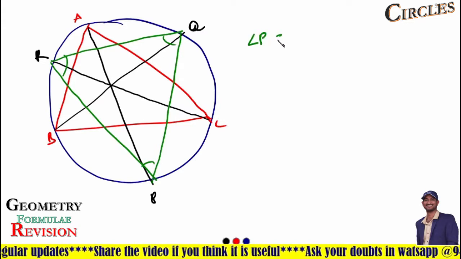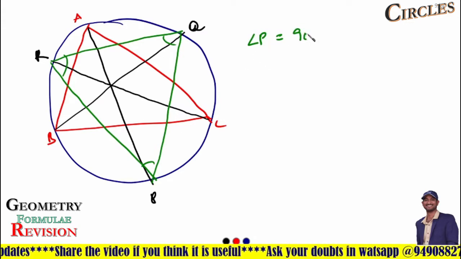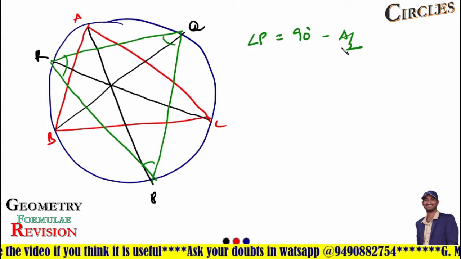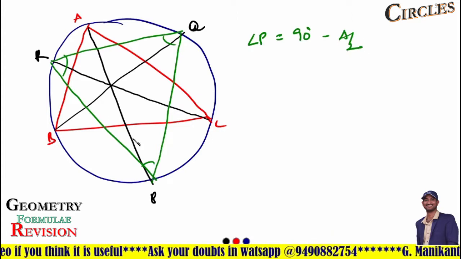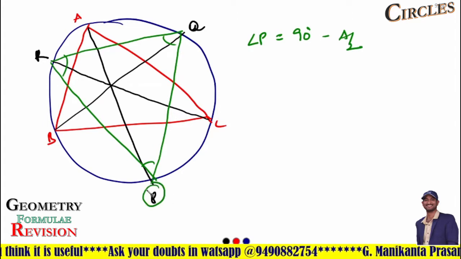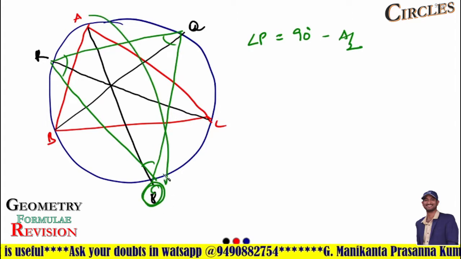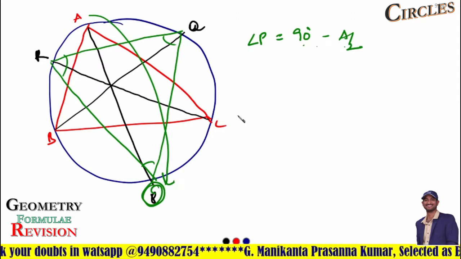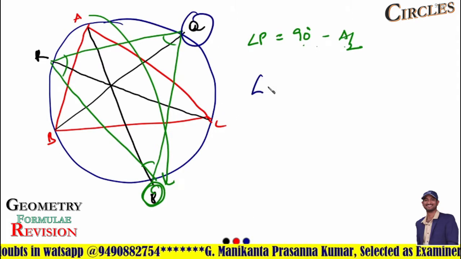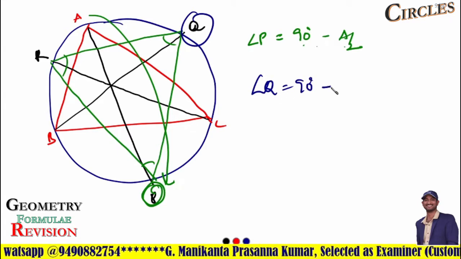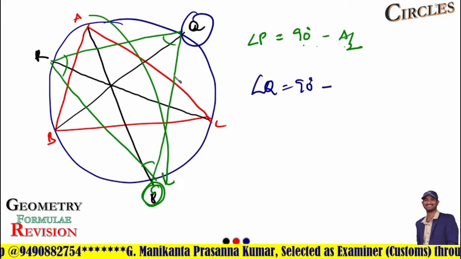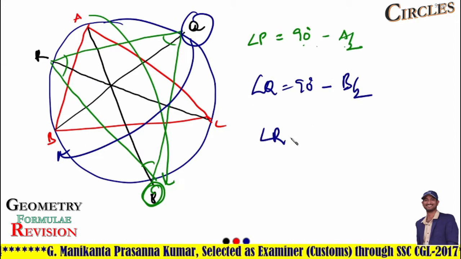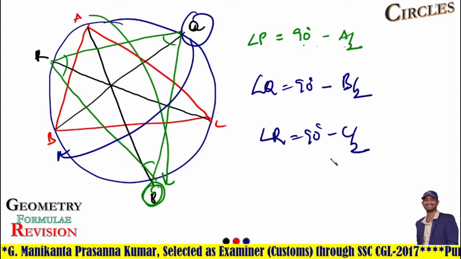Angle P equals 90 degrees minus A by 2, because P is the vertex opposite to A. Yes, that's why 90 minus A by 2. Similarly, can you tell me the value of angle Q? Angle Q equals 90 minus B by 2, because opposite to Q is B. Similarly, angle R equals 90 minus C by 2.